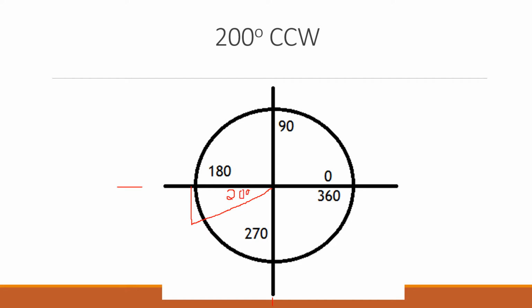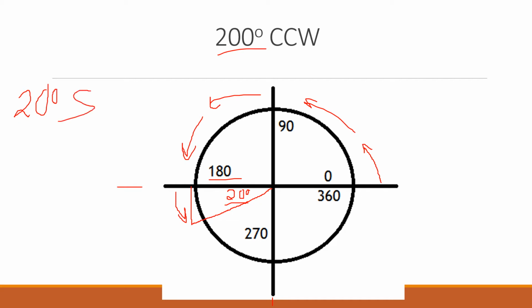How did I know it was 20 more than 180? 180 plus 20 is 200. That's how I knew. So you hit 180 and you go an additional 20 degrees to get to 200. Okay, so look at my triangle. Well, that's 20 degrees south of west. Nice.